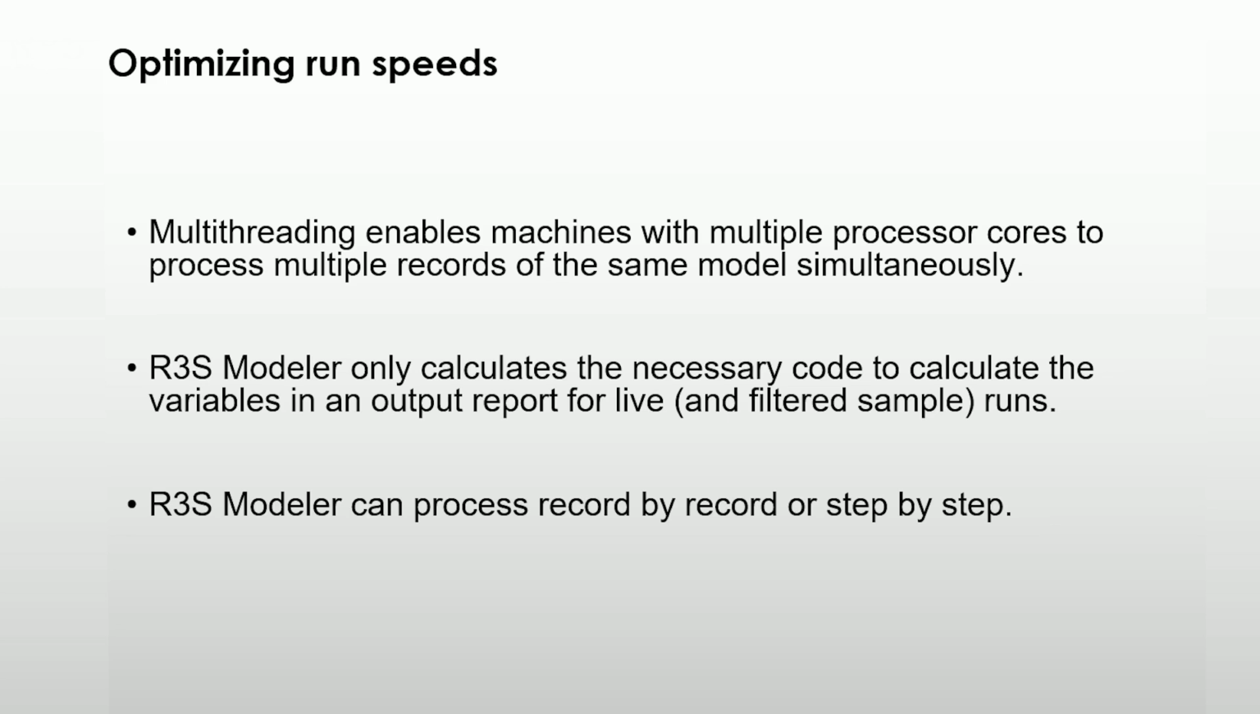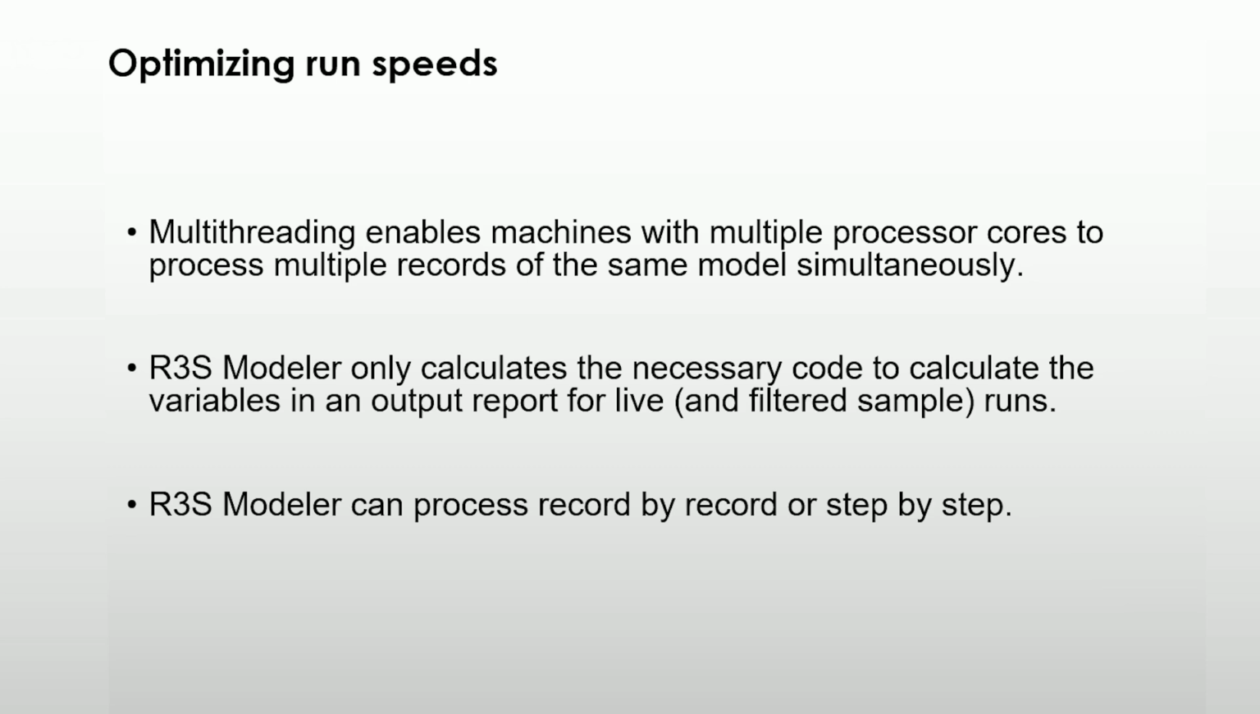2. Modeler only compiles the necessary code to calculate the variables in an output report for live and filtered sample runs. Runtime will not be spent unnecessarily calculating irrelevant code. It also means that incorrect code that is not required to generate the output will not cause generator or runtime errors.